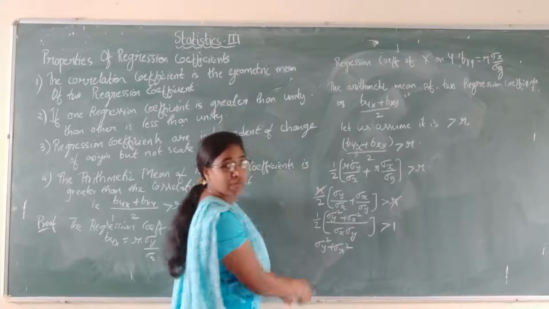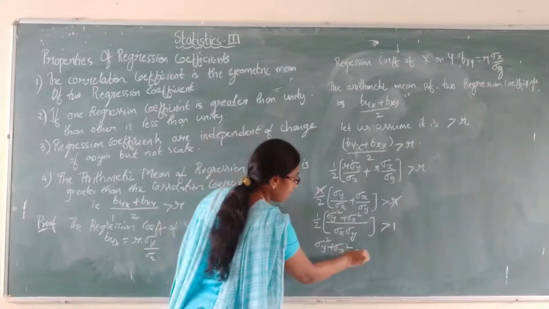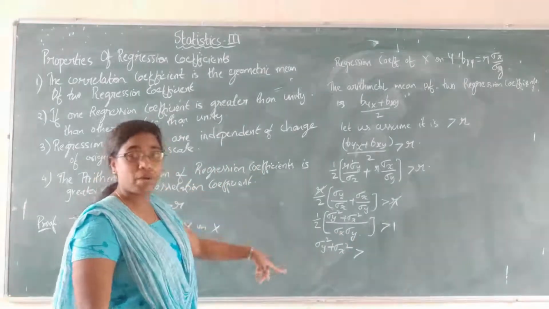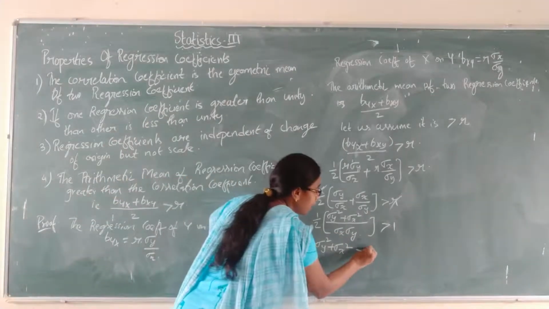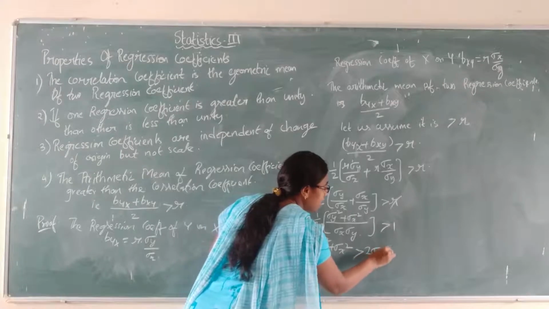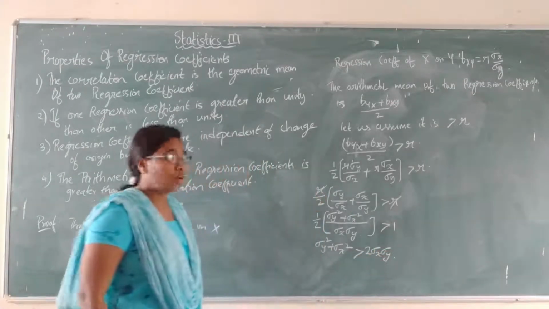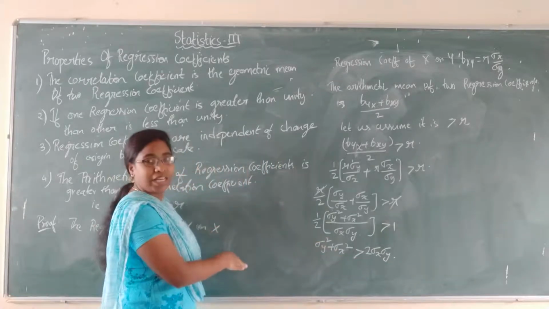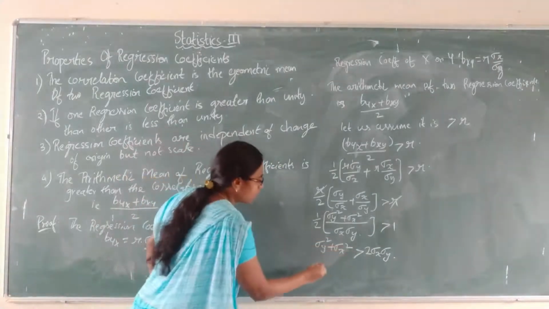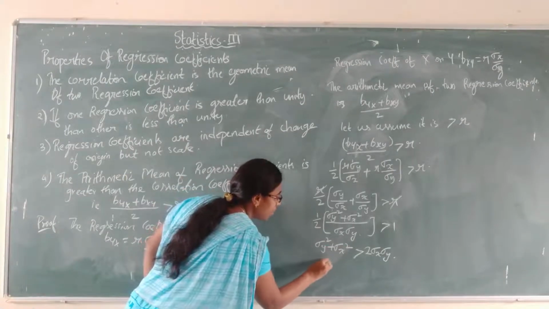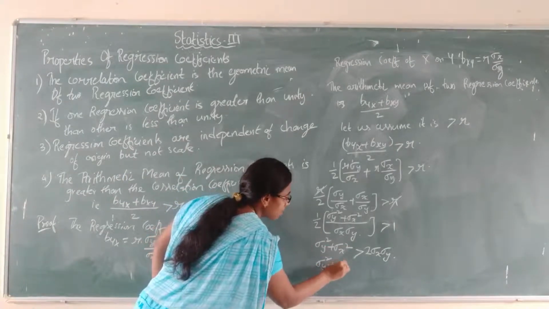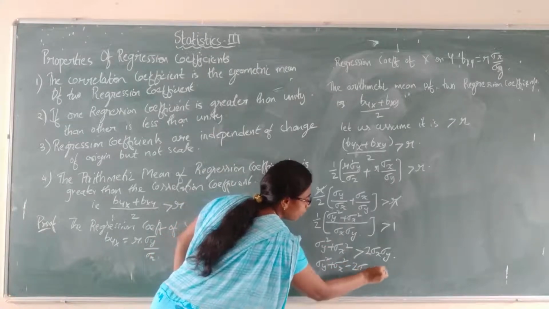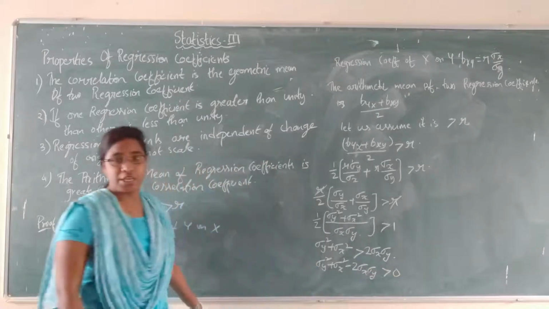So the sigma y square plus sigma x square is greater than, send this denominator 2 into sigma x into sigma y, send to the right hand side, you will get 2 into sigma x into sigma y. Now next what we do is, this 2 into sigma x sigma y, I am bringing to the left side again. Since it is positive, it will become negative. That is sigma y square plus sigma x square minus 2 into sigma x sigma y is greater than 0.